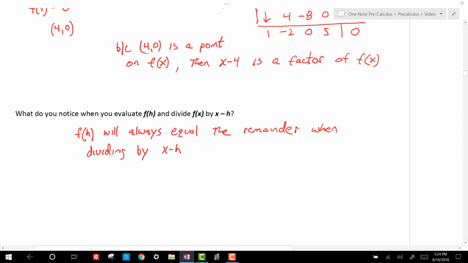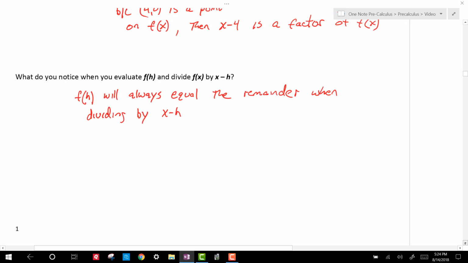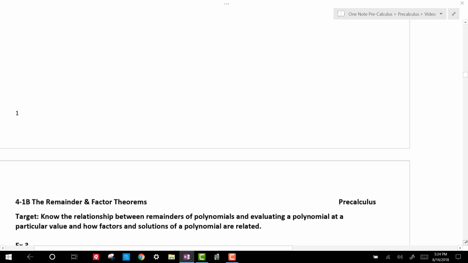You can see that up above. When we plugged in 4, we got 0 out. When we divided by x minus 4, we got 0 as a remainder. So the value of f of 4 will always equal the remainder when we're dividing by x minus 4. Pretty cool. All right, let's go on to example 3.